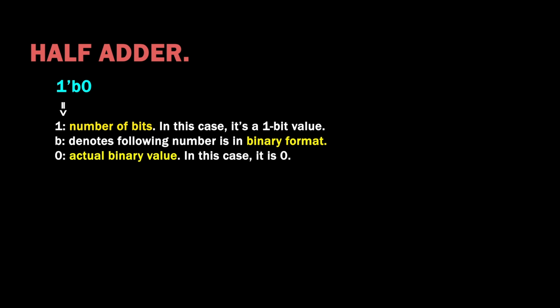And the last 0 is the actual binary value. In this case, it is 0. If it were 1'b1, it would represent a 1 bit value of 1.